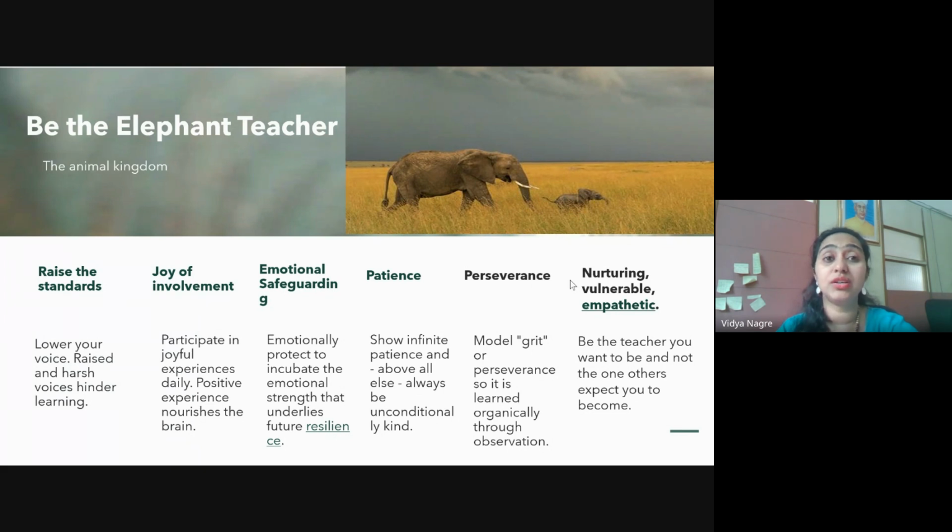So being a teacher, you understand you are the one who is going to create a larger impact on the crowd that you are handling, on every individual, every part of that crowd. So you have to be nurturing. You don't have to be vulnerable, okay? You have to be nurturing to them. You have to help them to emotionally regulate their emotions well. And you always have to be empathetic, kind, approachable, and attentive to the students. So that is what being an elephant teacher is.